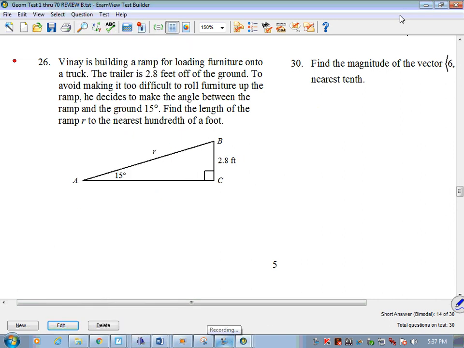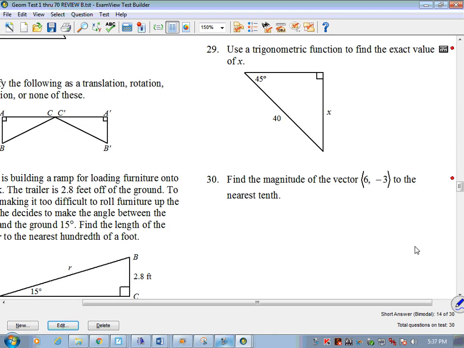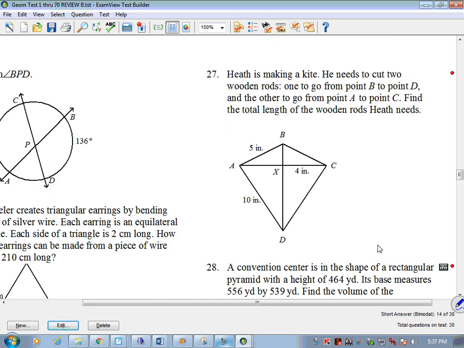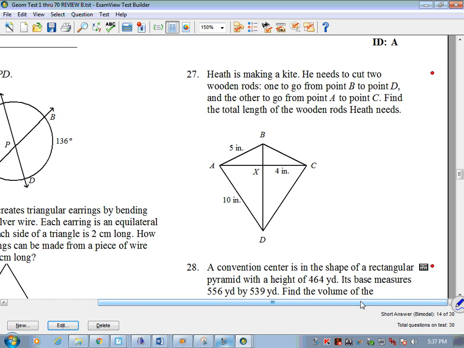All right, 26. Let's come back up here to 27. Go back into our kite stuff. So expect to see some kites. Heath is making a kite. He needs to cut 2 wooden rods. So we need to find the length of this and the length of this, and we're going to add all of that together. All right.